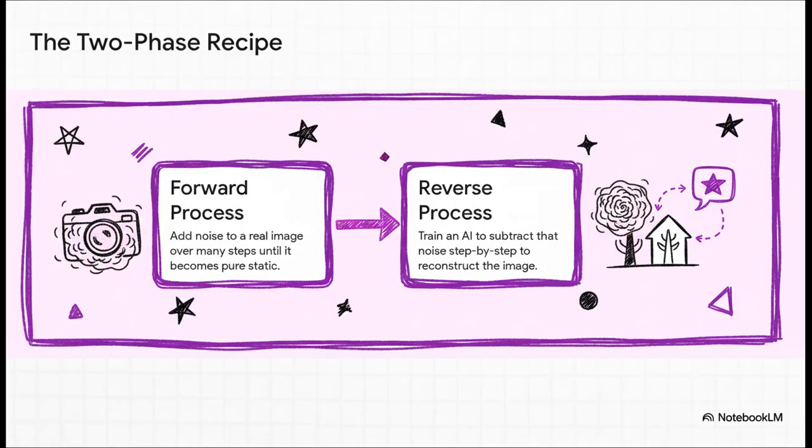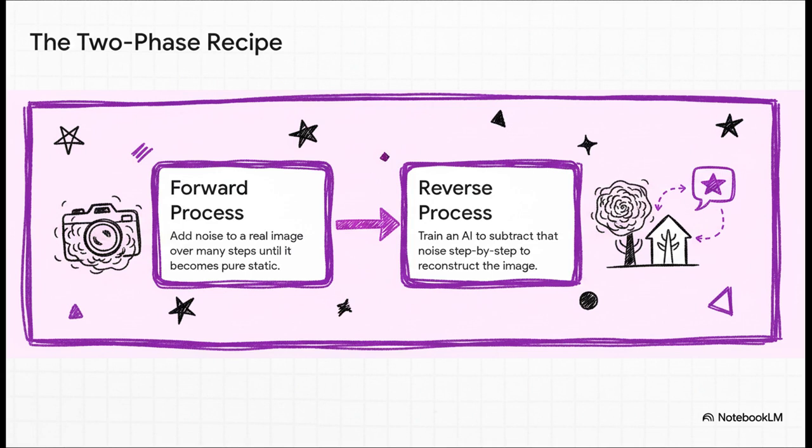So how does it learn to do that? It's this pretty wild two-step recipe. First, the forward process. We take a real image, any image, and we just add a little bit of noise to it, over and over, until it's nothing but pure static. It's gone. Then comes the reverse process.